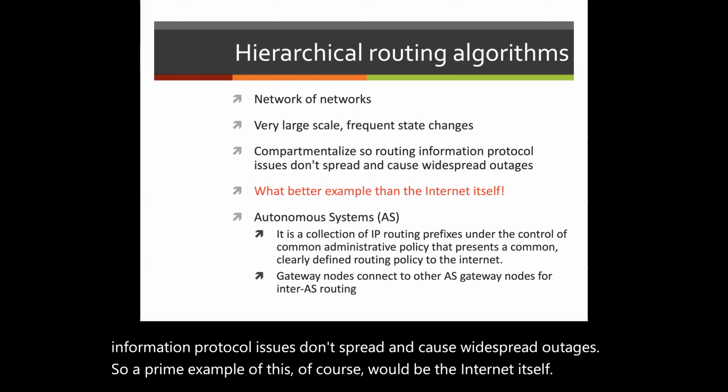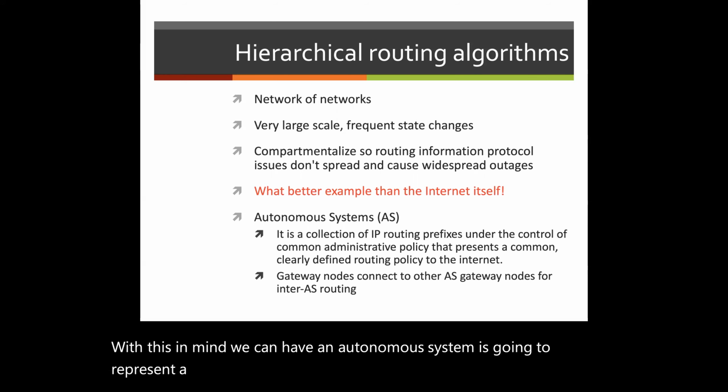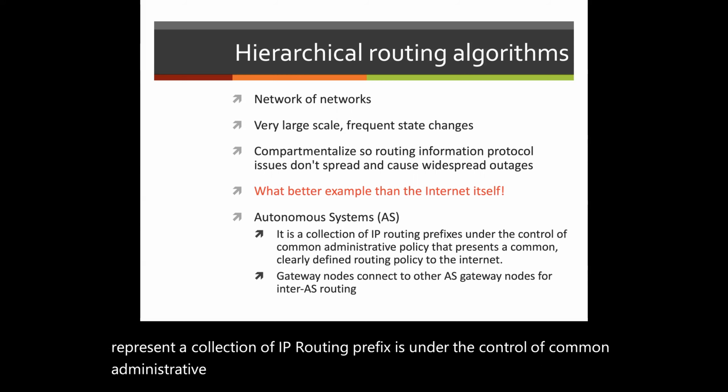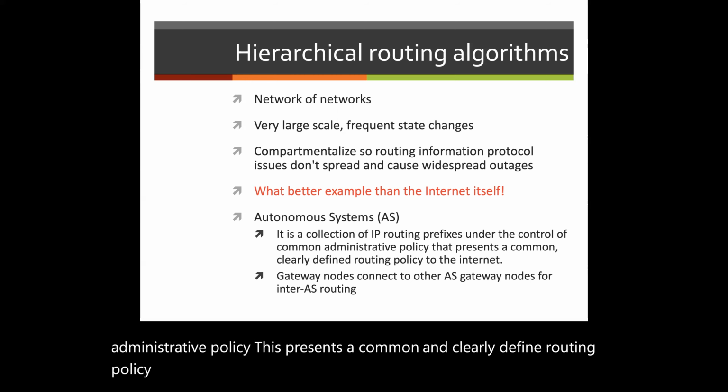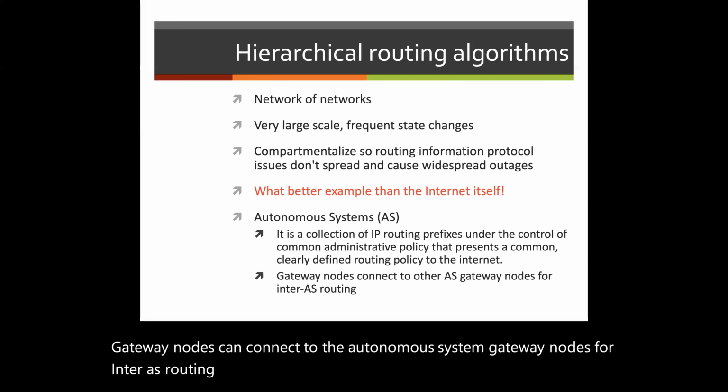With this in mind, an autonomous system is going to represent a collection of IP routing prefixes under the control of a common administrative policy. This presents a common and clearly defined routing policy to the internet. Gateway nodes can connect to the autonomous system gateway nodes for inter-AS routing as well.